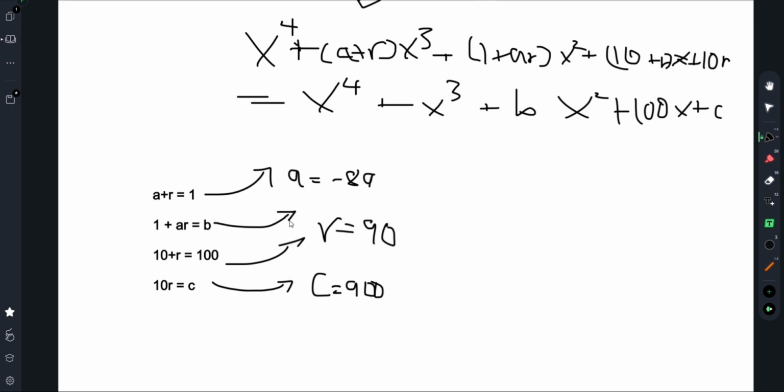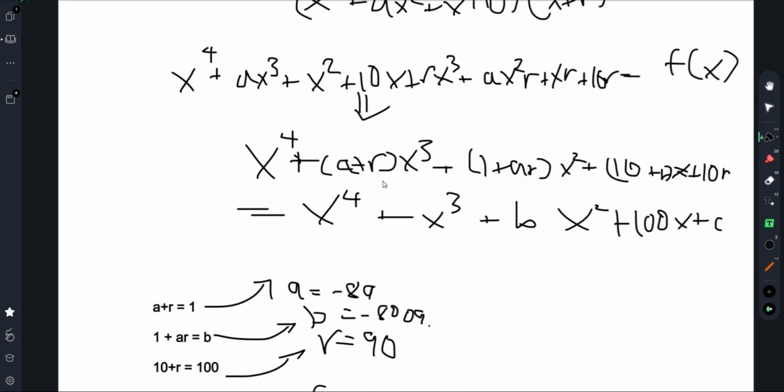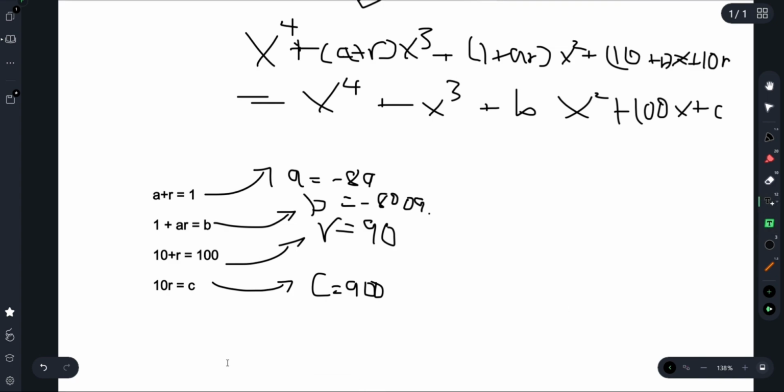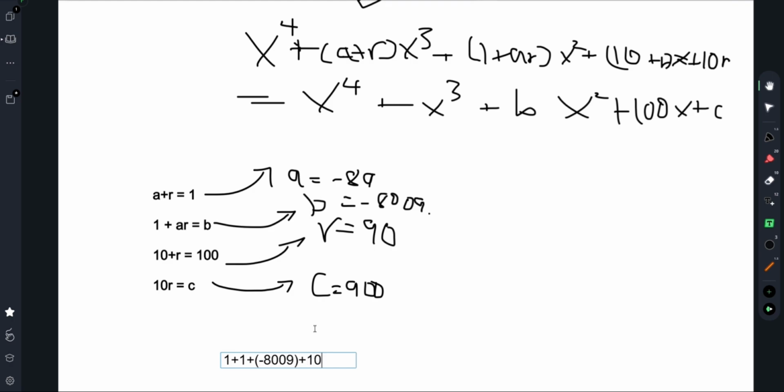And getting from this, we see that B is negative 8. Sorry for the bad header. B is equal to negative 8,009. So we're trying to find the sum of the coefficients of f of x. So we just do 1 plus 1 plus minus plus 9 plus 100 plus 900. So this is pretty simple. We just subtract. We get negative 8,007 plus 1,000. And this is just negative 7,007.